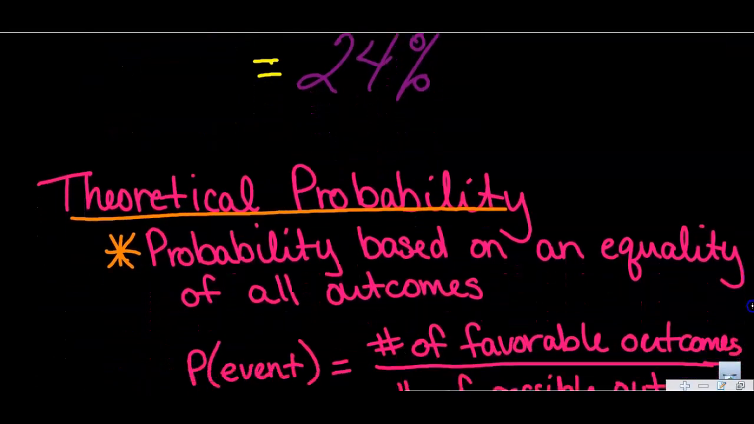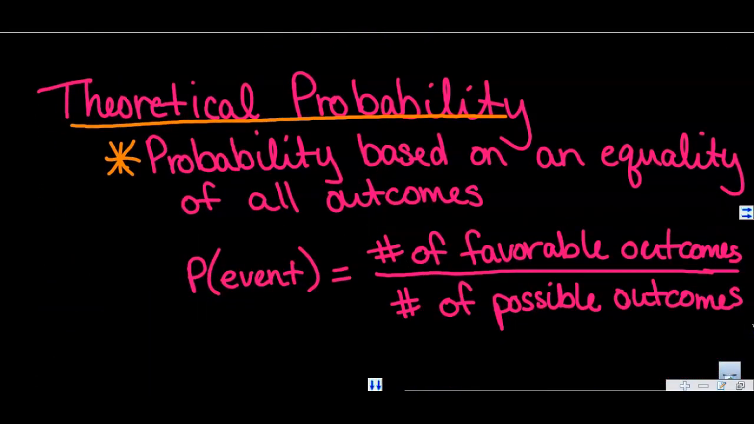Theoretical probability. Theoretical probability is probability based upon the equality of all outcomes. For the theoretical probability of any event, we take the number of favorable outcomes over the number of possible outcomes.